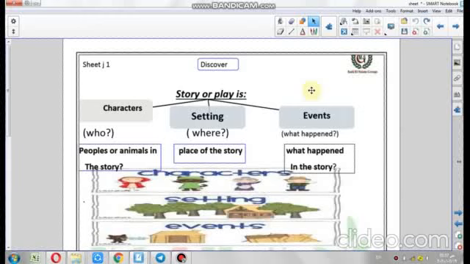Good morning, Junior 1. Yesterday we talked about story. Every story has three things. Number 1, characters. The meaning of characters is the people or animals in the story. We ask about character with who. Number 2, setting. Setting is the place of the story. We ask about place with what, with where. Number 3, events. We ask about events with what happened in this story.